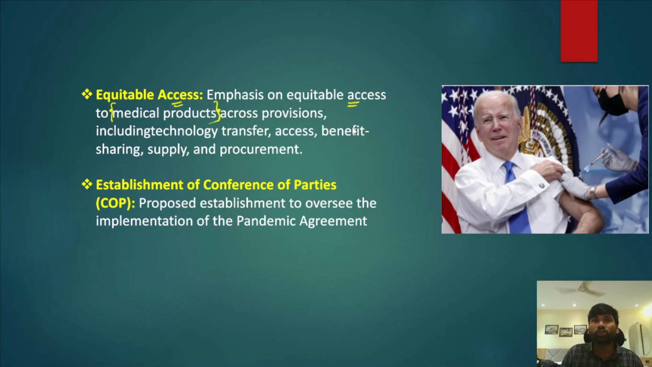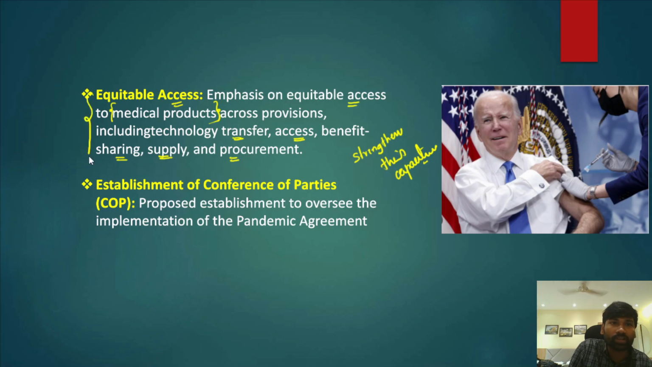So in order to ensure vaccine equity, there are certain things which are necessary. Firstly, the technology transfer from the developed countries to the developing countries, so that the developing countries can also strengthen their capacities. Apart from strengthening their capacities, they will be able to provide vaccines and medicines to their population, thereby protecting the health care of the people who are in the vulnerable category. It will also talk about access and benefit sharing and supply and procurement of these medicines or vaccines. So this is actually the essence of equitable access.